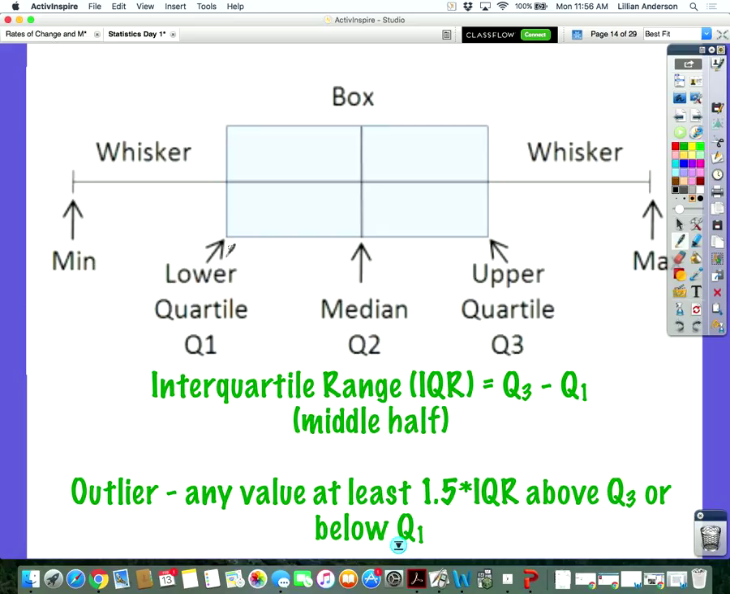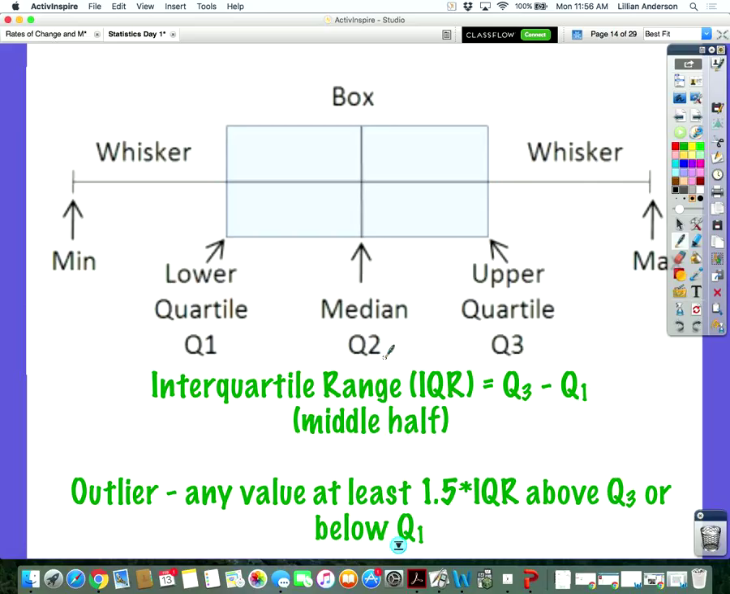Now, the first part of your box is your lower quartile, aka Q1. The line in the middle will always be directly in the middle. It might be closer to the lower quartile or closer to the upper quartile, but that is your median, known sometimes as Q2. And then you have your upper quartile, which is known as Q3.